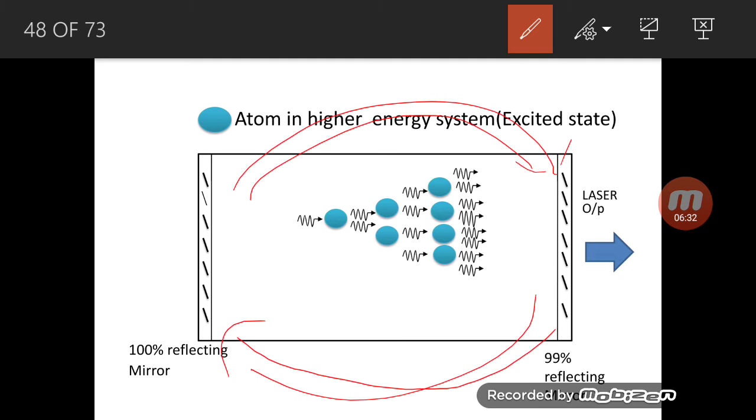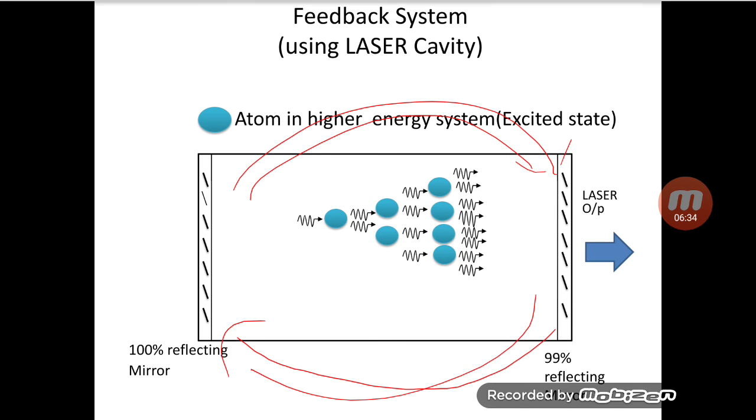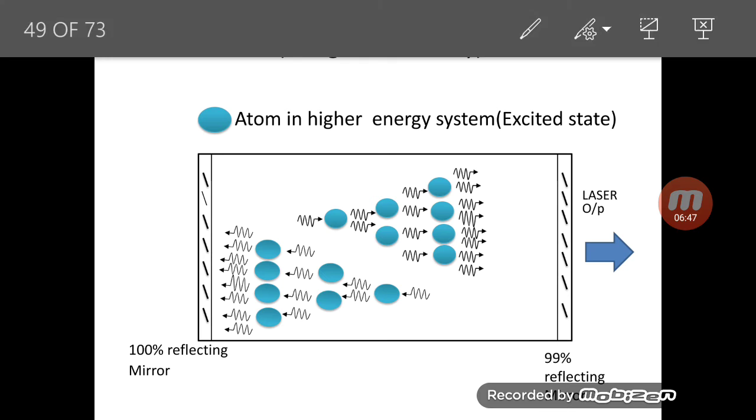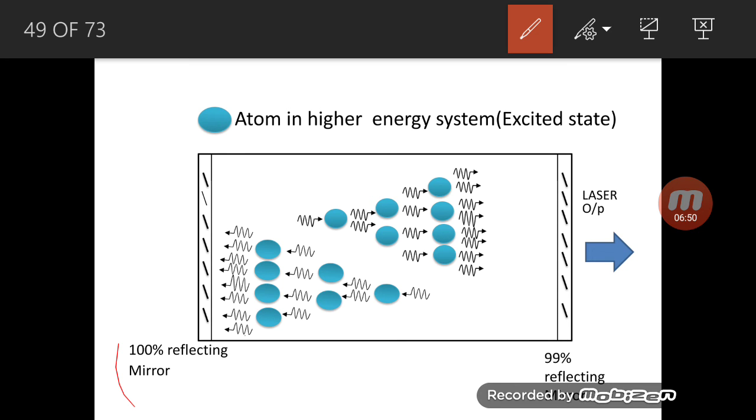Suppose I show the next sheet. So this is the case. What happens is, I have only one photon that I have shown here. Once the photon reaches this surface, this is 100% reflecting. So all the photons will be reflected back again.